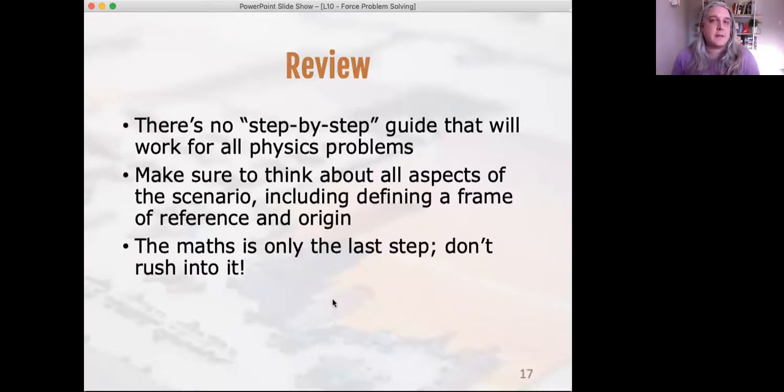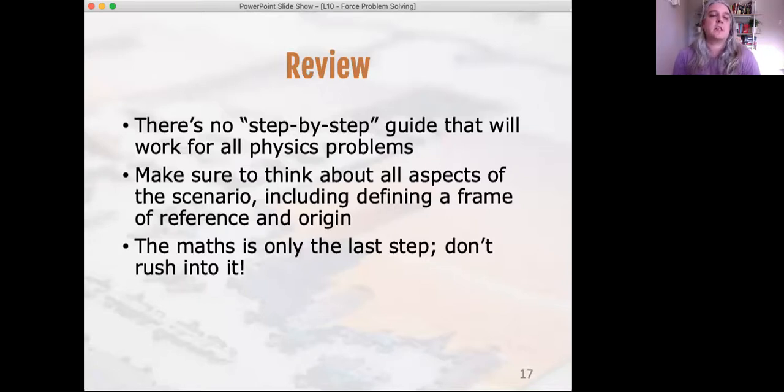There is a review on, I'll jump back to the slideshow just for that review slide. And that is just a reminder that there is no step-by-step guide for all physics problems. It's not going to happen. You need to think about it. That is what learning physics means. Thinking about a problem, understanding what's going on, and using that to figure out how to solve any questions.